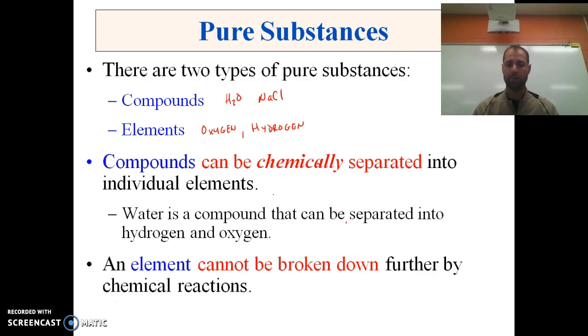There are smaller pieces that make up an element that we'll talk about later, but in terms of an element, an atom is basically the smallest portion that we can have that can survive and have basic physical and chemical properties.